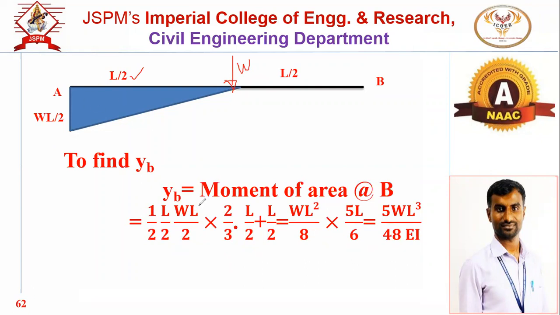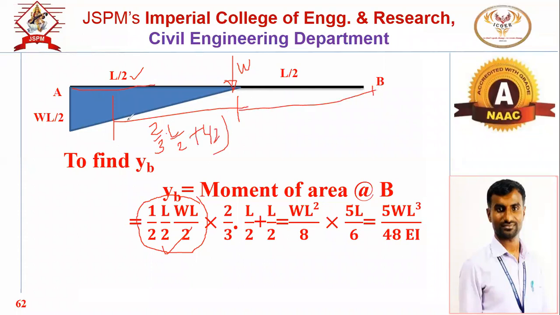Now this is the triangle. So the area will be 1/2 base into height. And the centroidal distance will be what? So this particular CG distance will be what? 2/3 into L. Okay, but here L is L by 2. 2/3 of L by 2 plus remaining L by 2. So this is the perpendicular distance of that particular area about the free end. After the simplification, area will be WL square by 8, and this perpendicular distance will be 5L by 6. So after the simplification, the answer will be 5WL cube by 48 EI.